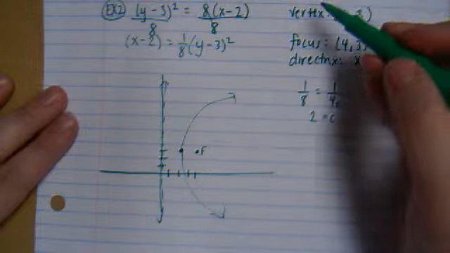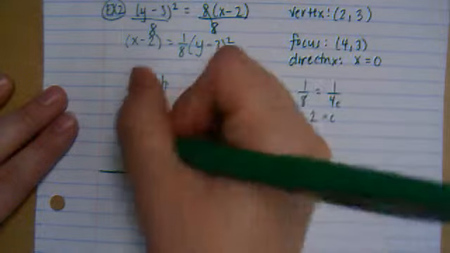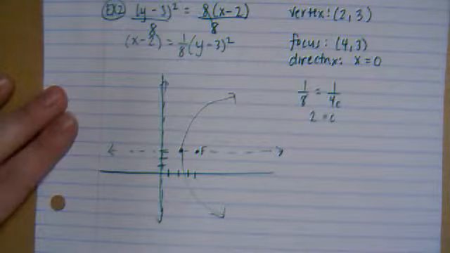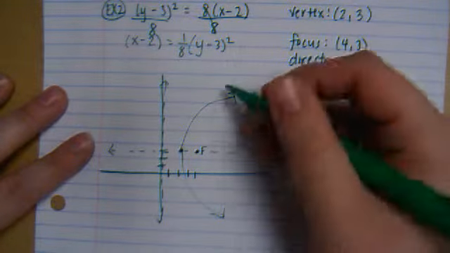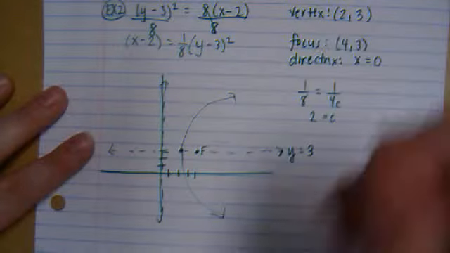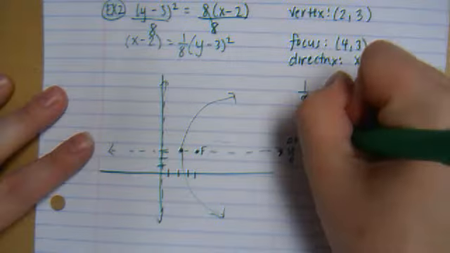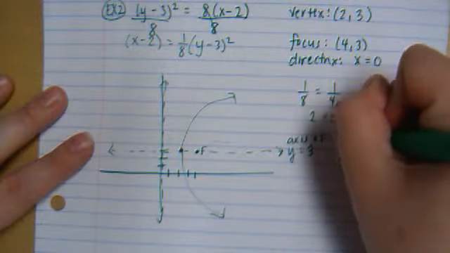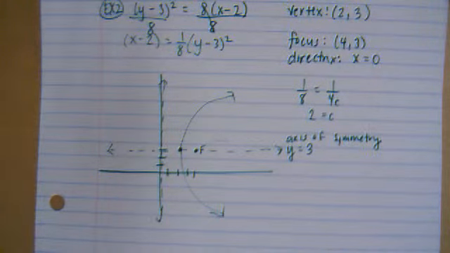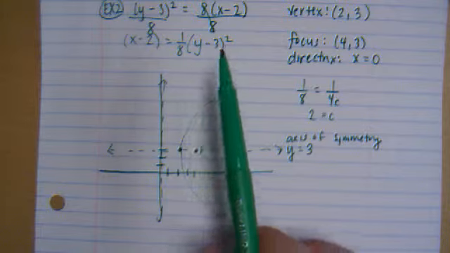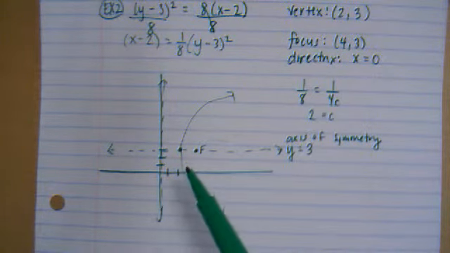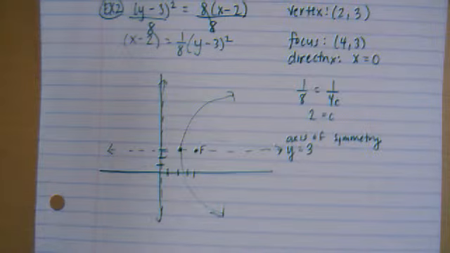Okay, so we found vertex, focus, directrix. Now the axis of symmetry is also a line, and the parabola is symmetric about that line. So this is going to be y equals 3. That's the axis of symmetry. Okay, so your key here is look for what variable is being squared. Figure out what c is so you know how far away to go from your vertex, and then graph it.